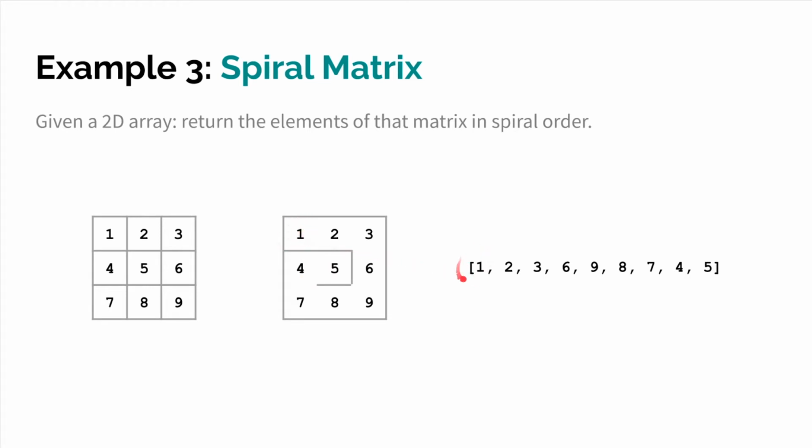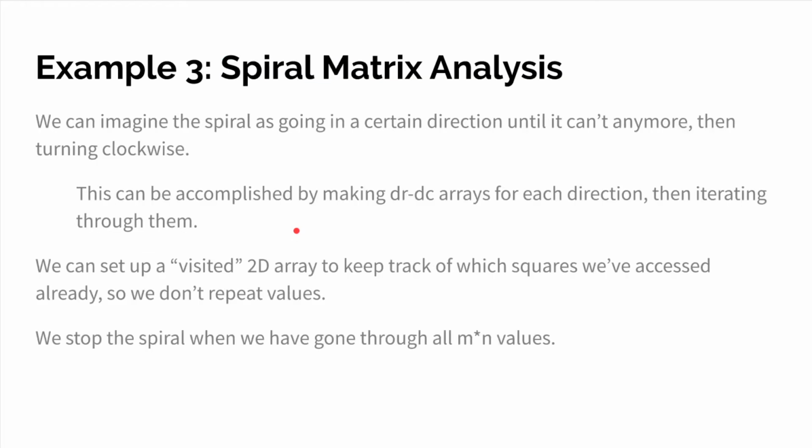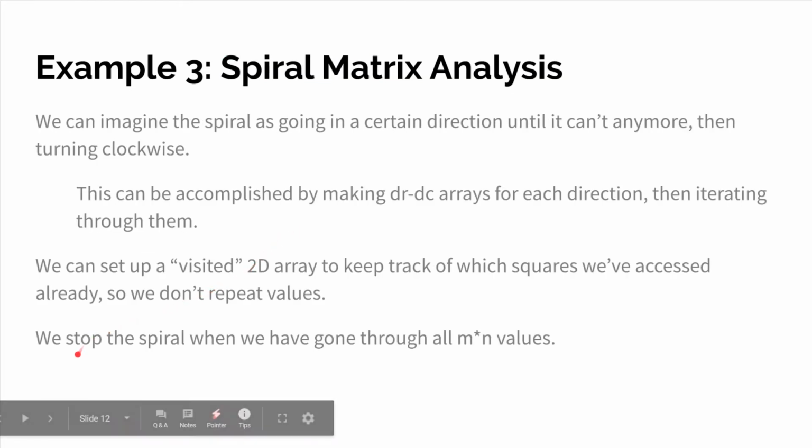We've already included 1 in our spiral matrix. So we can just simply set up a Boolean array of the same size as our input array to keep track of which squares we've already visited so that we don't touch them again. And we finally stop the spiral when we have gone through all n times n values.